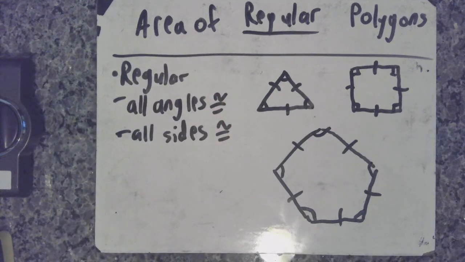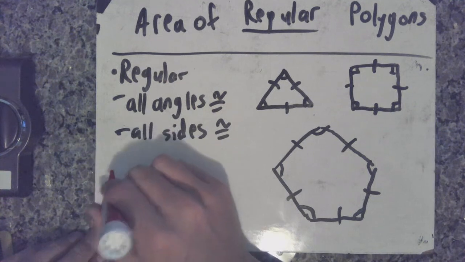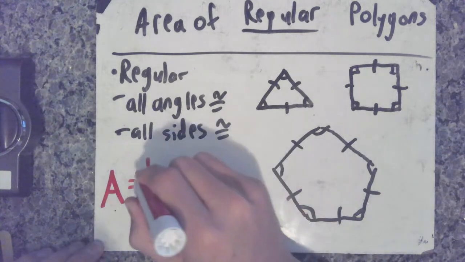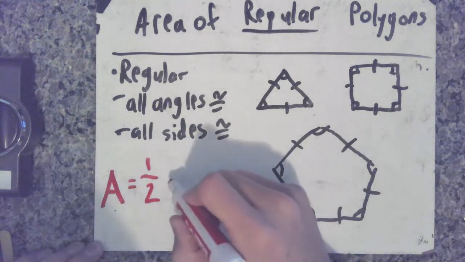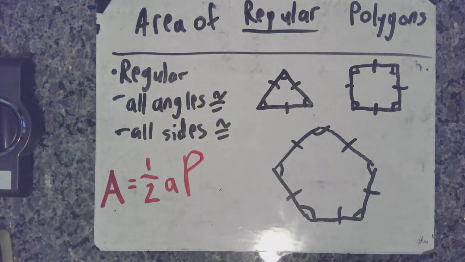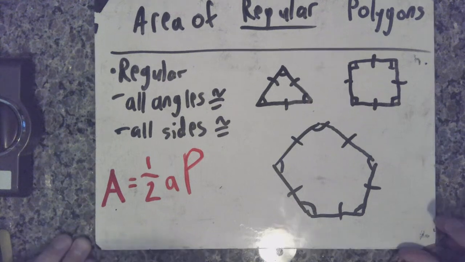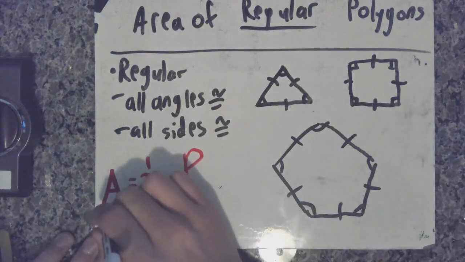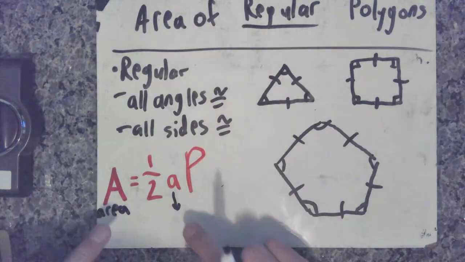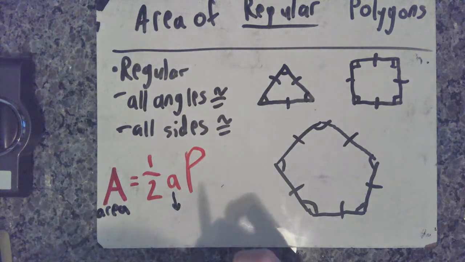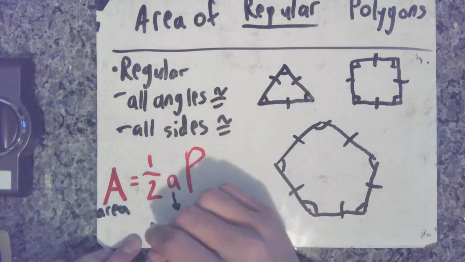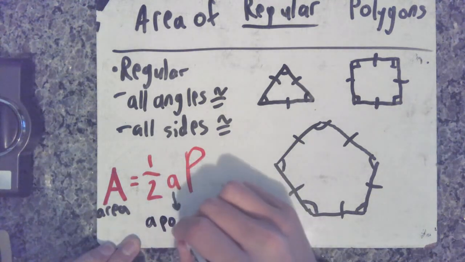Now the formula is actually very simple. You just apply this formula. We could talk about where it comes from, but we're not going to do that today. We've got the area equals 1/2 times little a, and then times big P. So what these three things stand for: this is area, you've got 1/2, and now what the little a is, note the difference. You've got big A and you've got little a. Little a is something different than the area. So when you see little a, we are now going to be referring to the apothem.